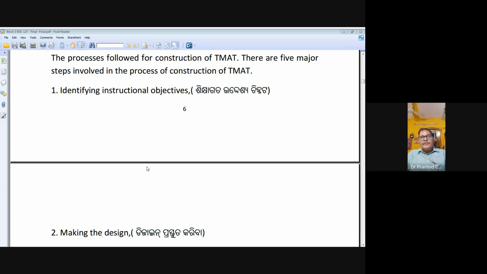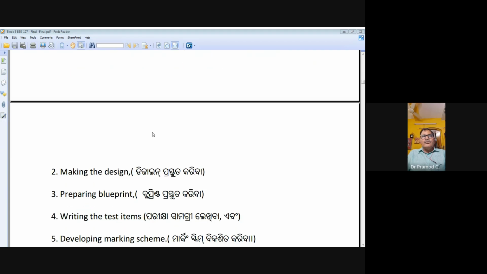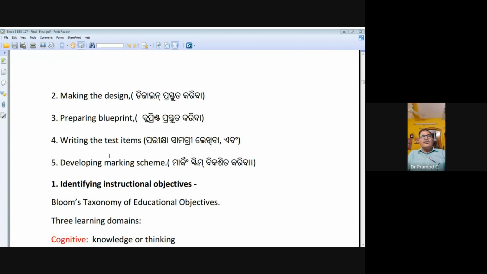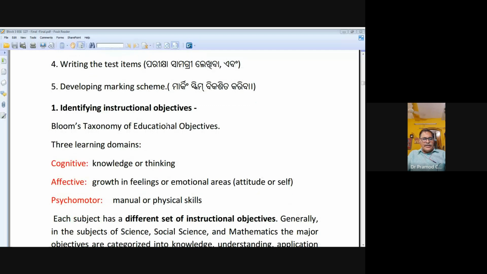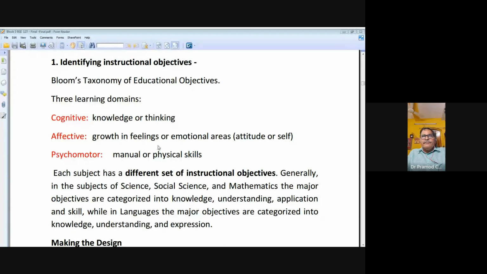First, you will have to consider all these things, and then you will have to prepare a design, then you will have to prepare the blueprint. How the blueprint is made, I will explain, and automatically you will have to write the items. First is the identification of the instructional objectives. The 3 domains are there. One is cognitive, that is your knowledge. Affective, your feeling and your emotional areas, your attitude itself.